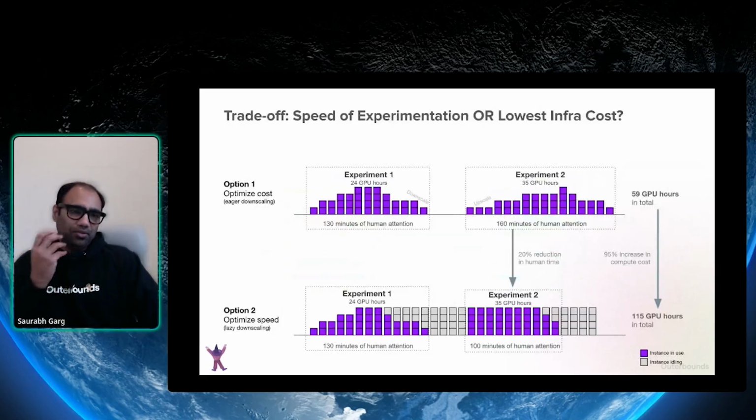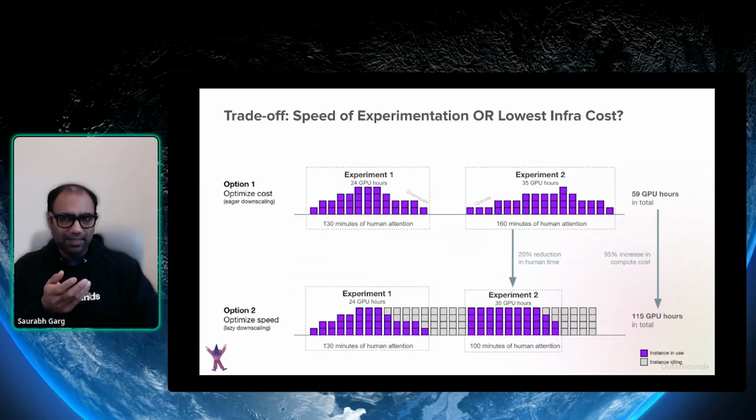And finally, there's always a trade-off between speed of experimentation or lowest infra cost. A lot of times we hear from data scientists that, hey, I don't really care that my workload takes like 5 minutes to start executing because it's executing at 1 in the morning. No one's really looking at it. But I do want stability. I do want this workload to run end to end.